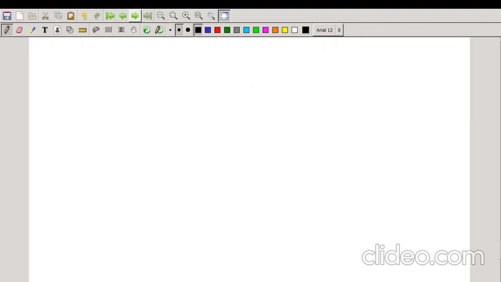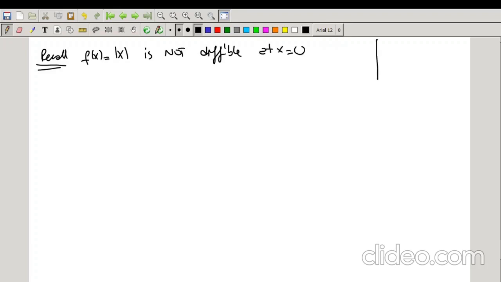But first of all, you recall f of x equal to square root of x, or y is equal to square root of x, is not differentiable at x equals 0. We did it already. So you remember we had the following form, and at 0 from the left and right side we have two different slopes, so we have no differentiability. So you can generalize this fact in the following.